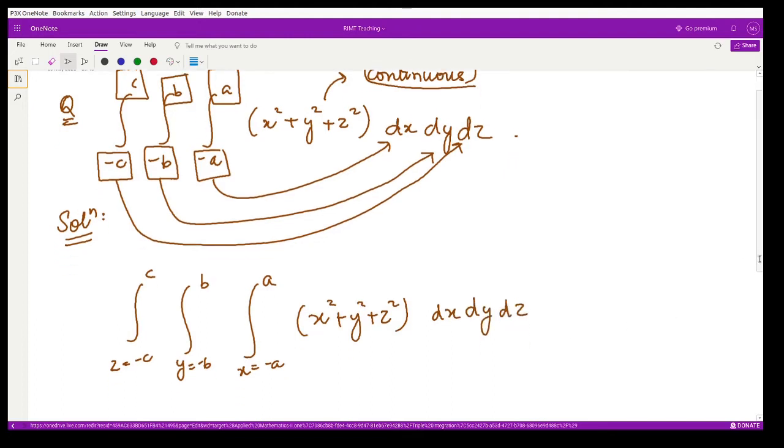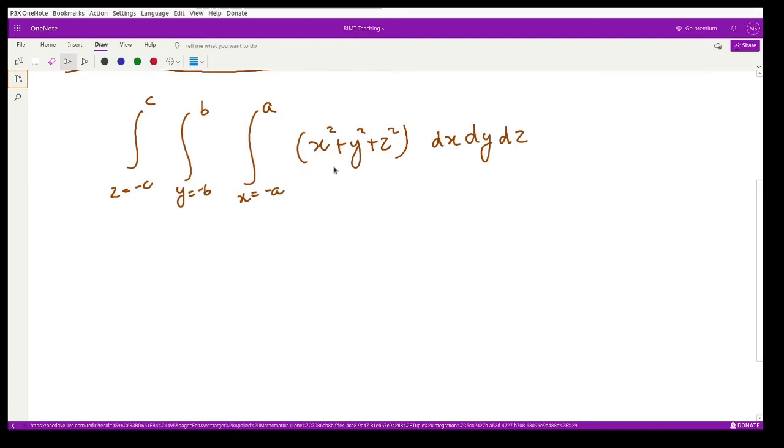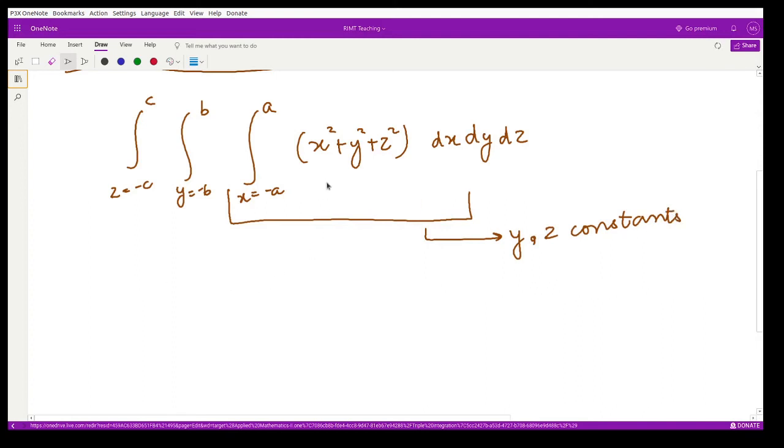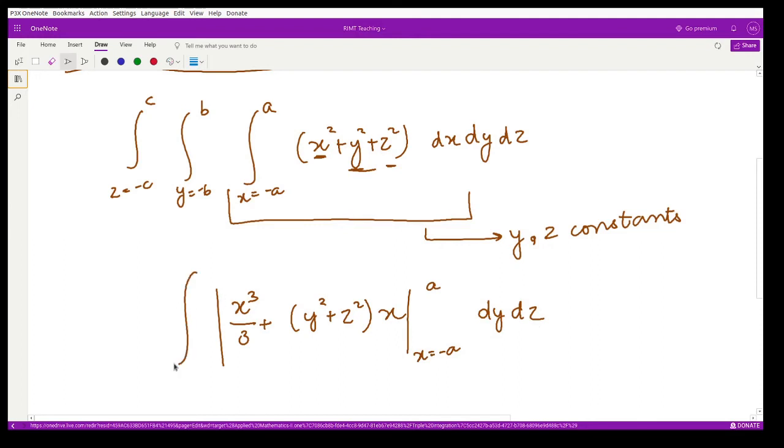Now, for solving this integral, what do you have to do? You have to first perform this integration with respect to x. So here you will assume y and z both to be constants. When you assume these to be constants, the integration of x square would be x cube by 3. The integration of y square plus z square, because they are constant, would be y square plus z square as such into x. And the limits of x vary from minus a to a, dy, dz as such, and then the limits of integration, y varying from minus b to b and z varying from minus c to c, would be as such.